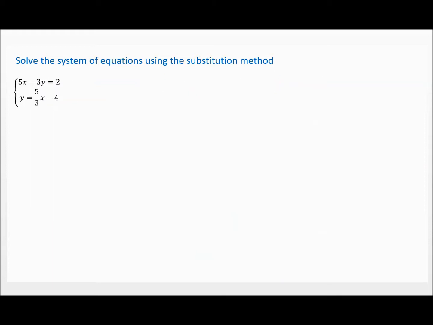And for our last problem, you're looking at your 2 equations, and you want to solve for x or y in the first or second equation. Check out the second equation. Notice that y is already solved for. So what am I going to do? I'm going to take that value, which is 5/3 x minus 4, and plug it into the y in the first equation. So I have 5x minus 3 times 5/3 x minus 4. The next step is to use the distributive property, right?